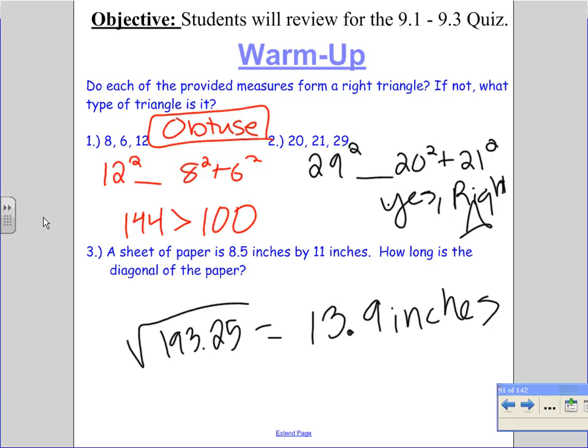No, I will tell you. If it's not on the directions, I'll make sure I write it on the smart board for you guys so you know how to round it. Any other questions on that?